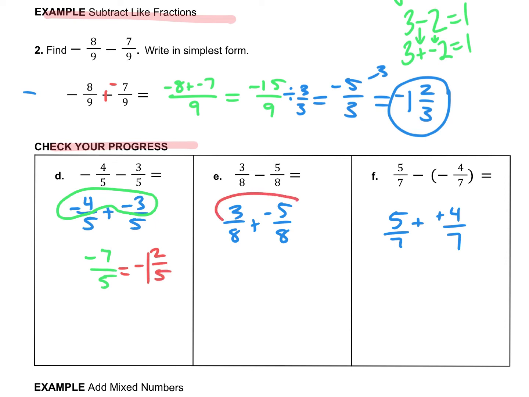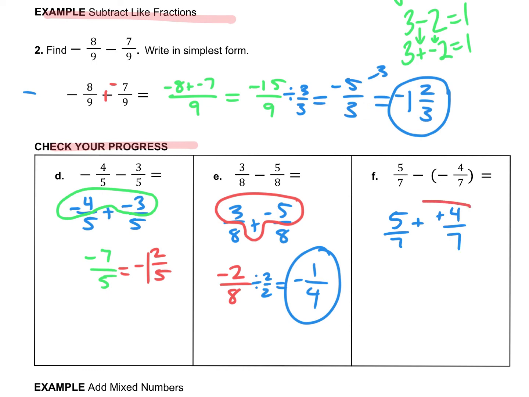Next one, I have a +3 plus a -5, which would be a -2 over 8. Those share a factor of 2, which simplifies for a -1 over 4. Then I added the opposite on these negatives, so then I have 2 positives added together for 9 over 7. 7 goes in there 1 whole time for 7, with 2 of the 7 remaining.